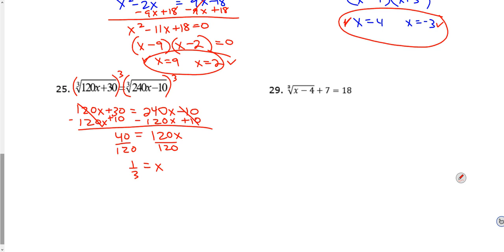And if you go back and check that, 1/3 of 120 is 40. 40 plus 30 is 70. And then 1/3 of 240 is 80. 80 take away 10 is still 70. So it works out. That's your answer.